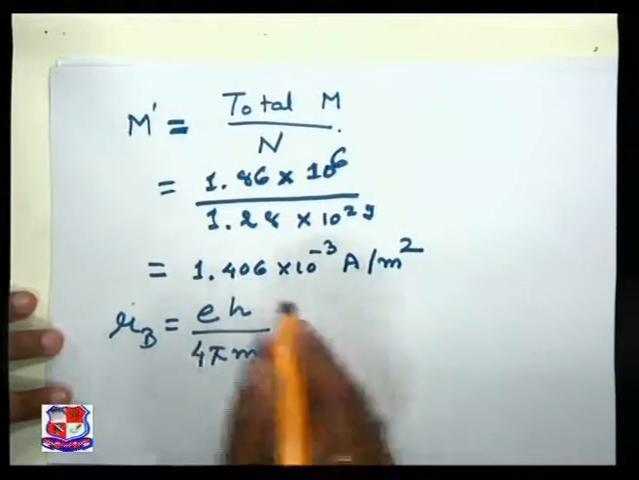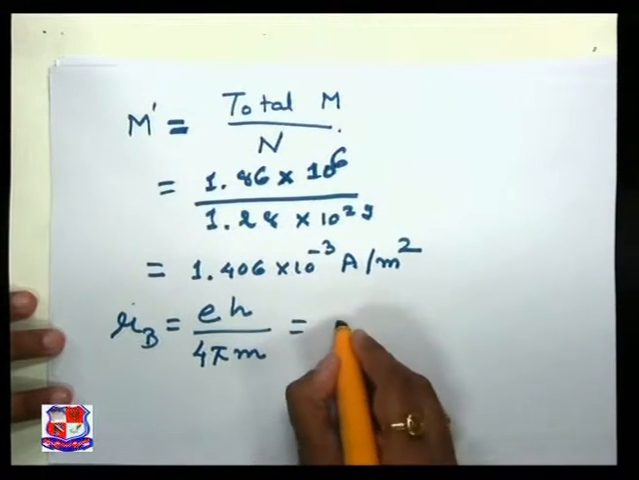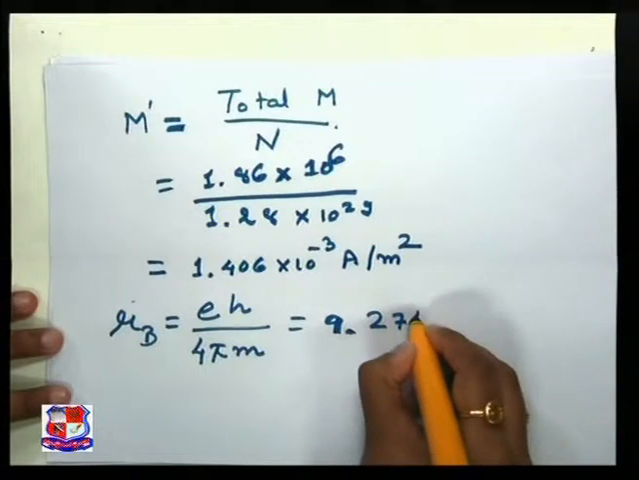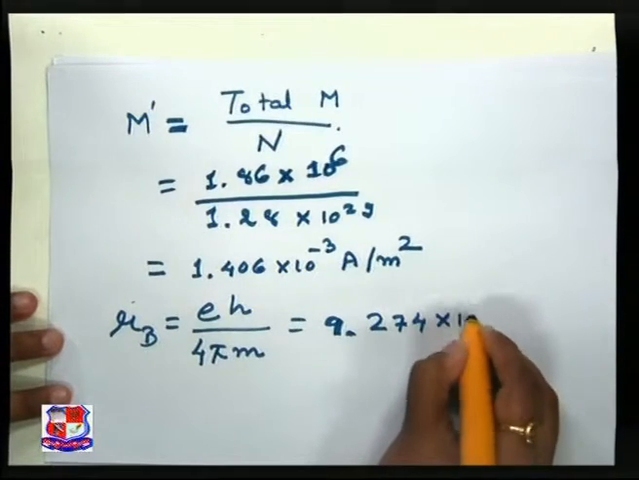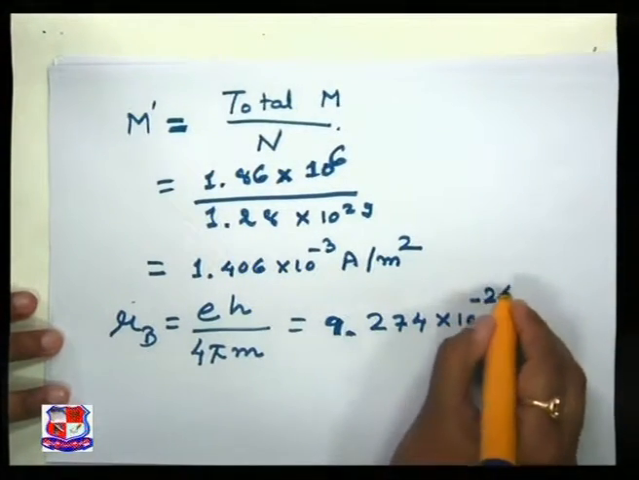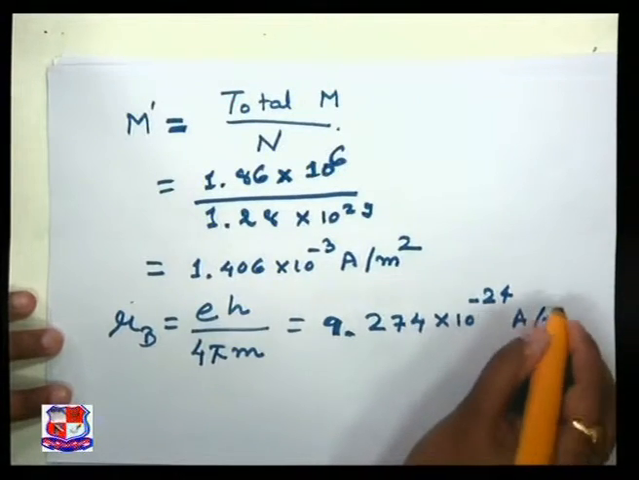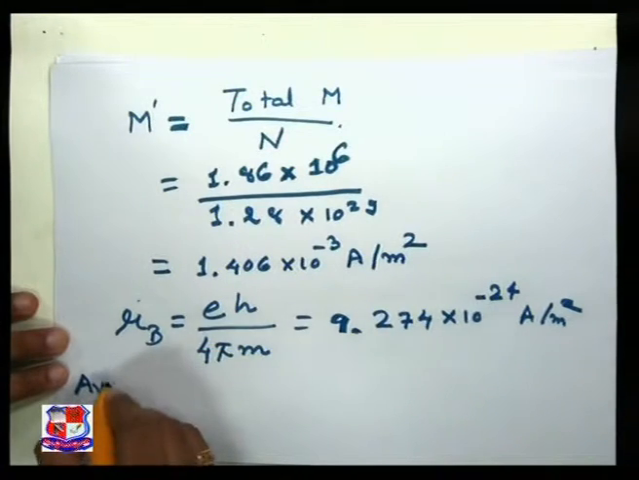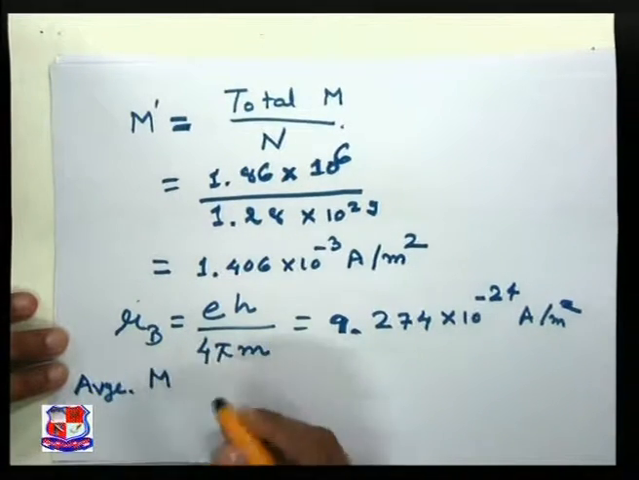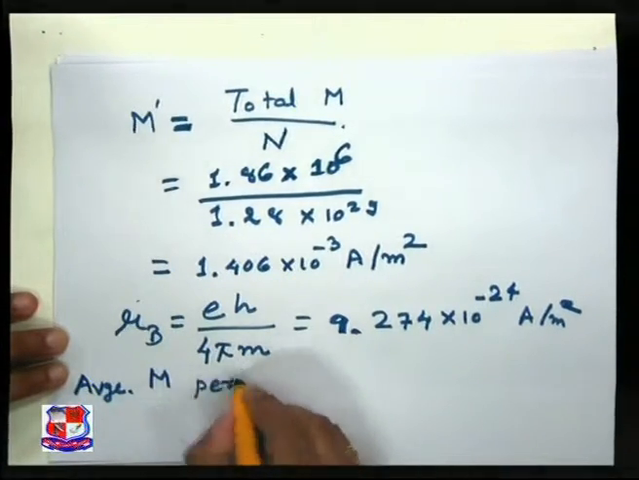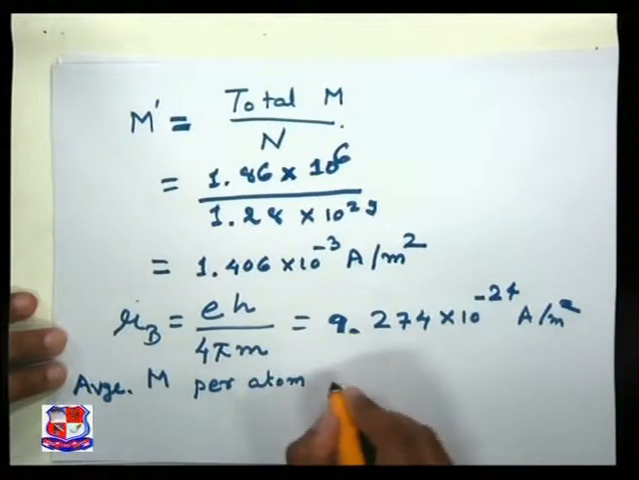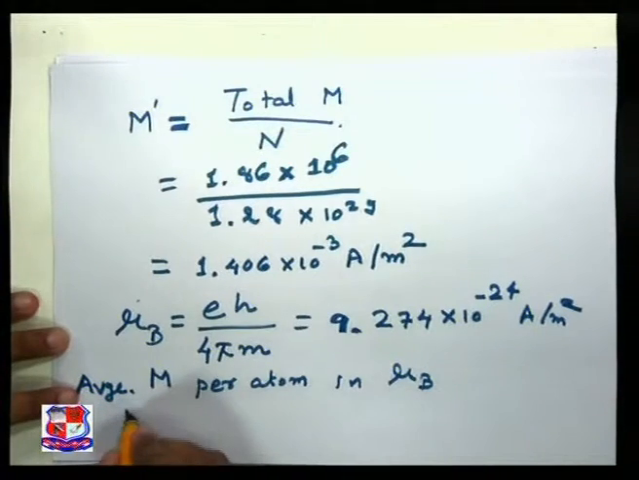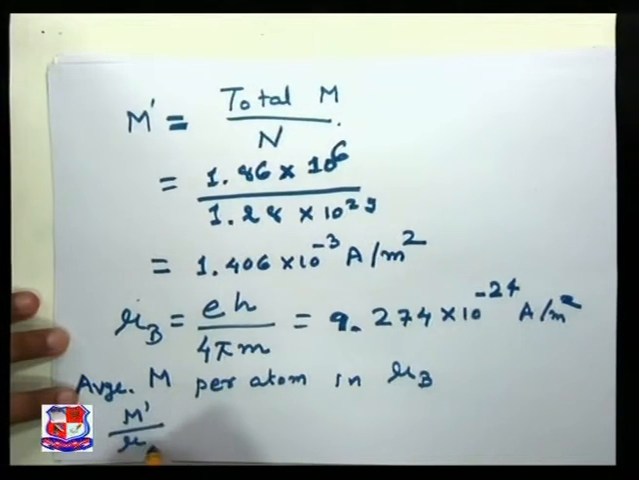So putting in these constants, what can we get? The value of this is 9.274 into 10 raised to minus 24 ampere per meter square. So the quantity that we have to find out, the average magnetization per atom in the unit of mu b, is what? M dash divided by mu b.